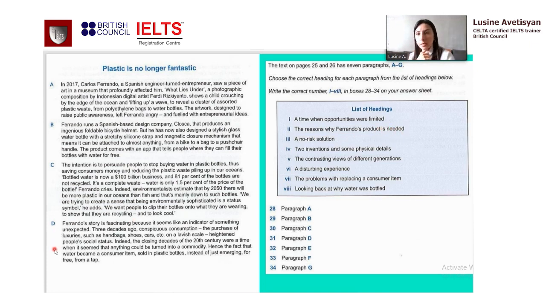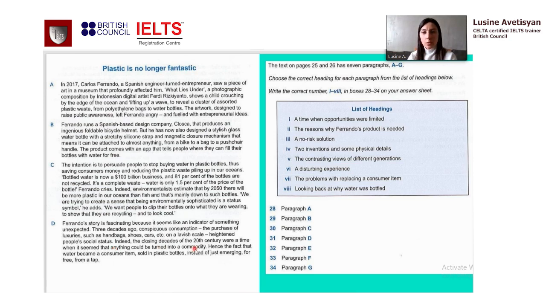And the last but not the least, Fernando's story. I keep misspelling this person, it's like Fernando or Ferrando. Fernando's story is fascinating because it seems like an indicator of something unexpected. Three decades ago, suspicious consumption, the purchase of luxuries such as handbags, shoes, cars, etc., on a lavish scale heightened people's social status. So he's speaking about the past, what happened. So these items heightened people's social status. They had been used to boost people's social status, right? Maybe like helping them to look posh.